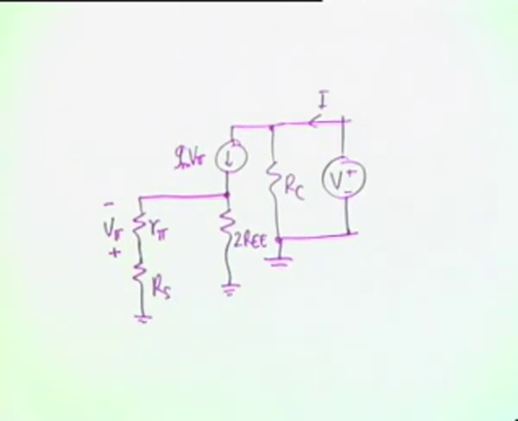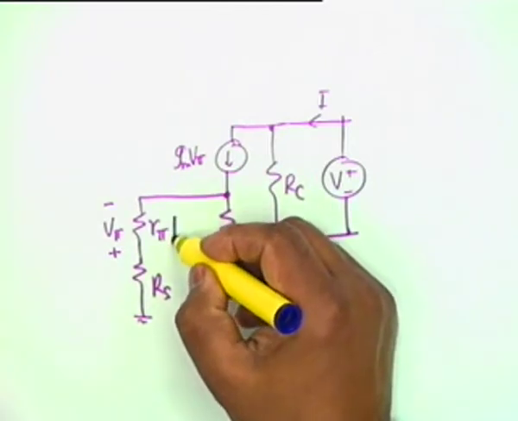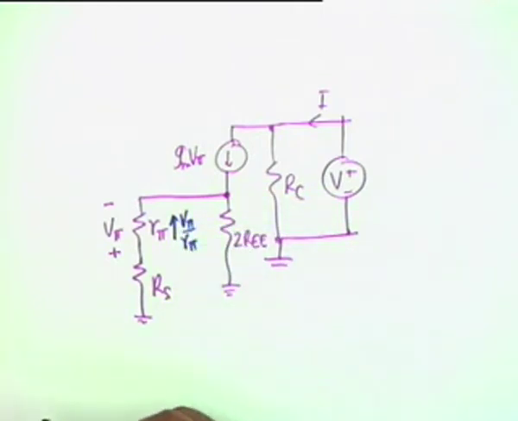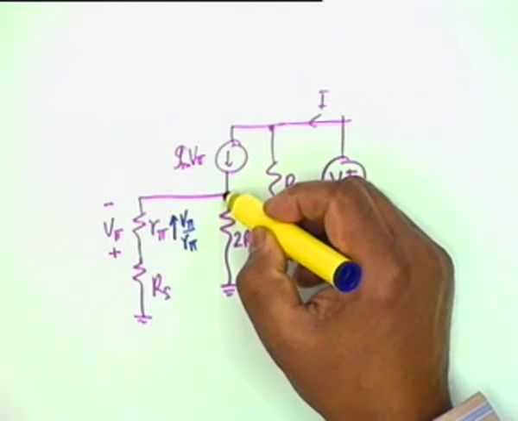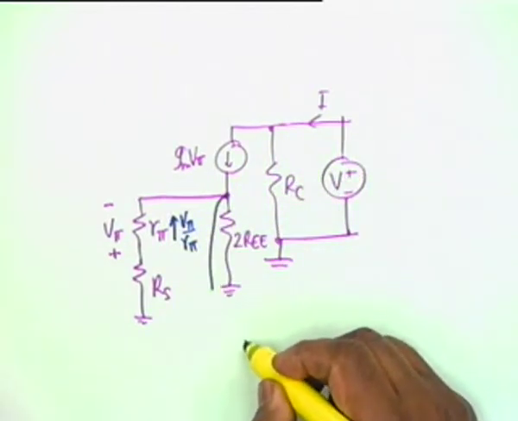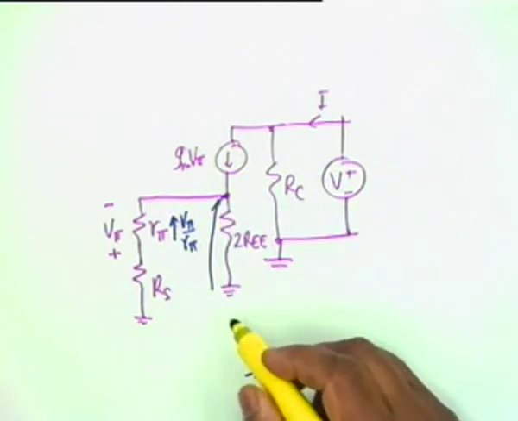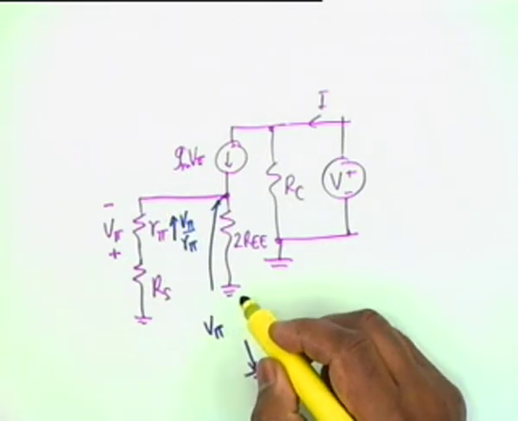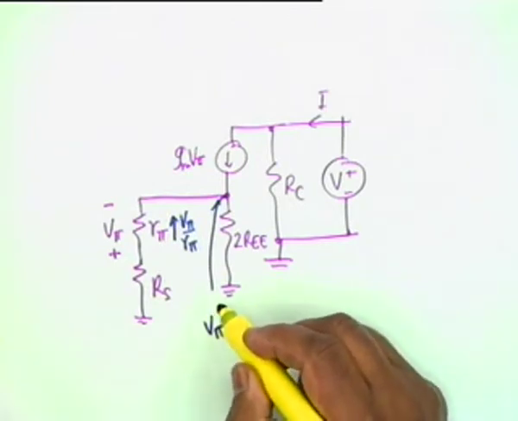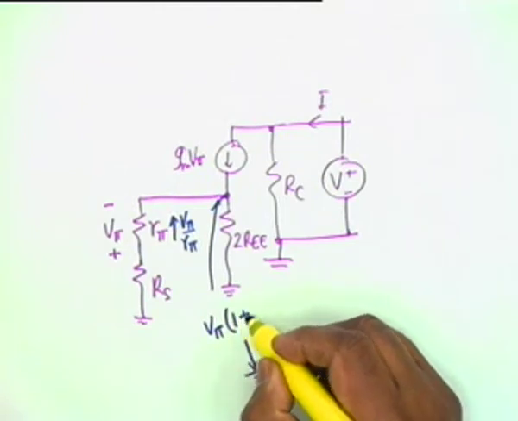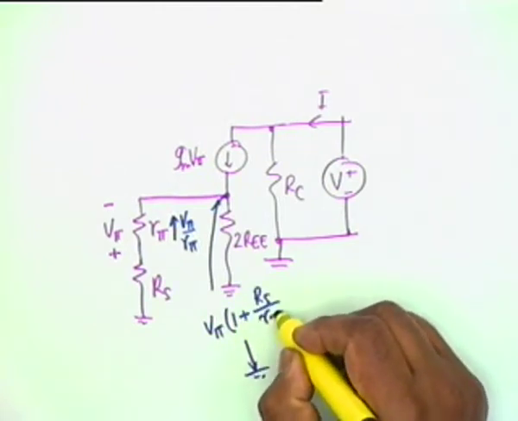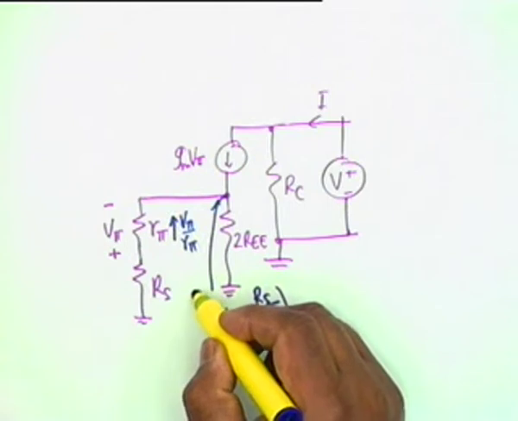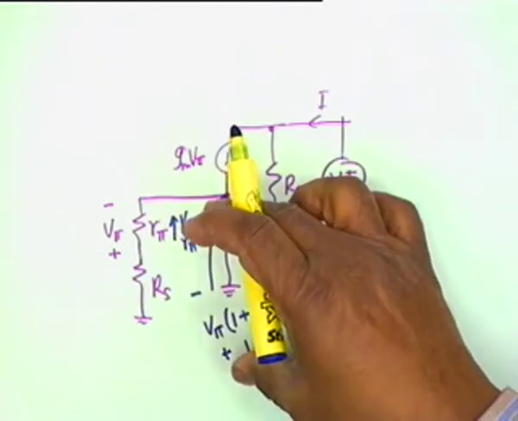Alright. Now what is the current through R pi? Obviously this current goes up, equals V pi by R pi. Agreed? So what is the voltage across this? This will be V pi, then one plus RS by R pi, with this polarity, plus and minus. Agreed? This is the voltage.